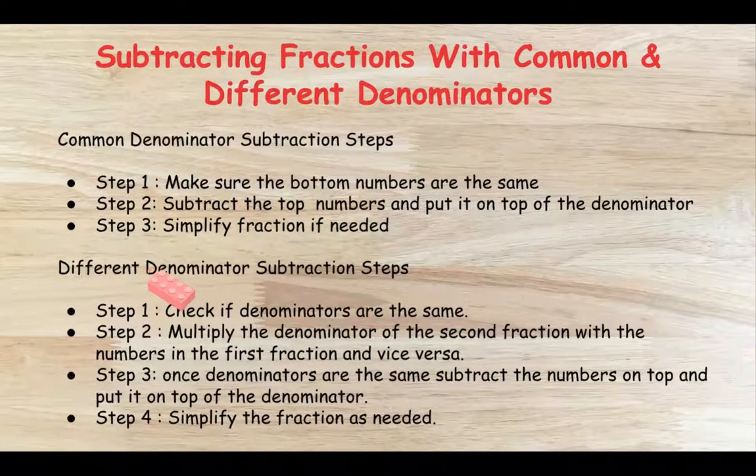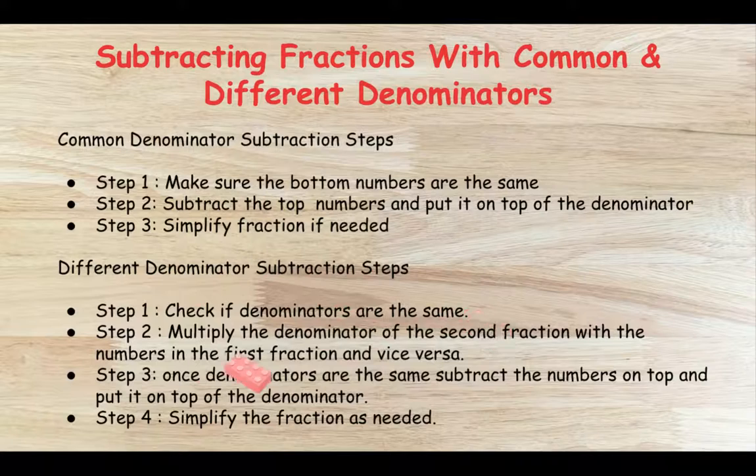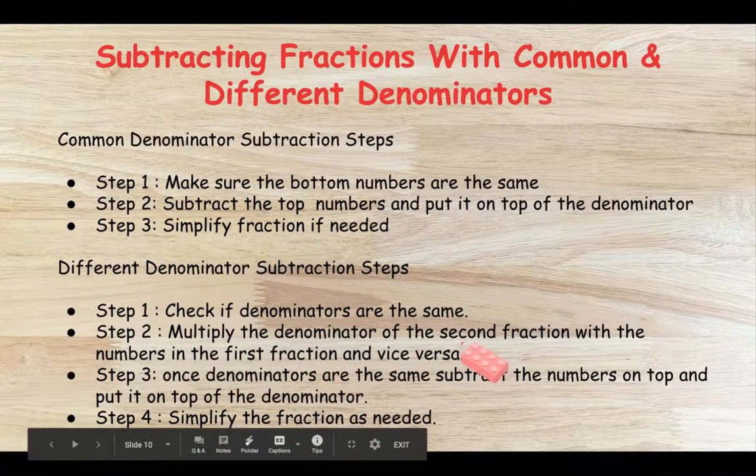When we subtract different denominator fractions, we must check if the denominators are the same. Multiply the denominator of the second fraction with the numbers in the first fraction and vice versa. Once the denominators are the same, subtract the numbers on the top and put it in order on top of the denominator. Simplify the fraction as needed.